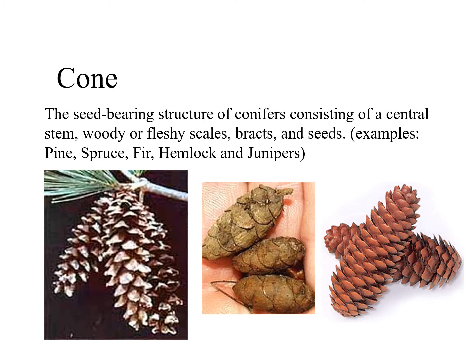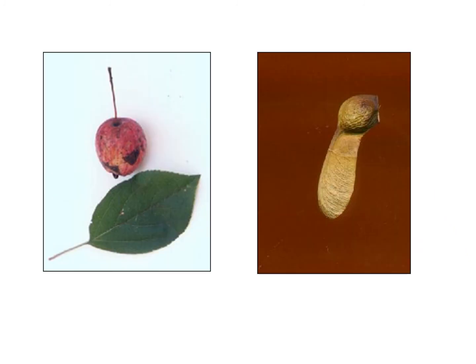And your cones. These are seed-bearing structures of the conifer trees, consisting of a central stem, woody or fleshy scales, bracts, and seeds. These are your pine, spruce, fir, hemlock, and your junipers. Here's an example of two different fruits. The one on the left is a crabapple. The one on the right, a samara, is the winged seed of a sugar maple.